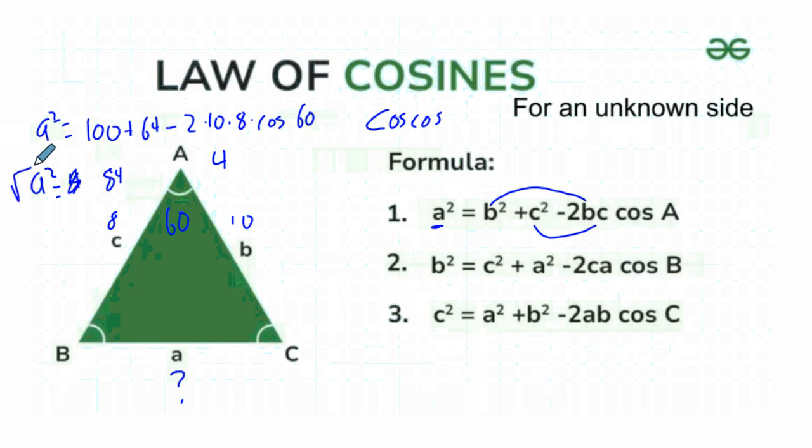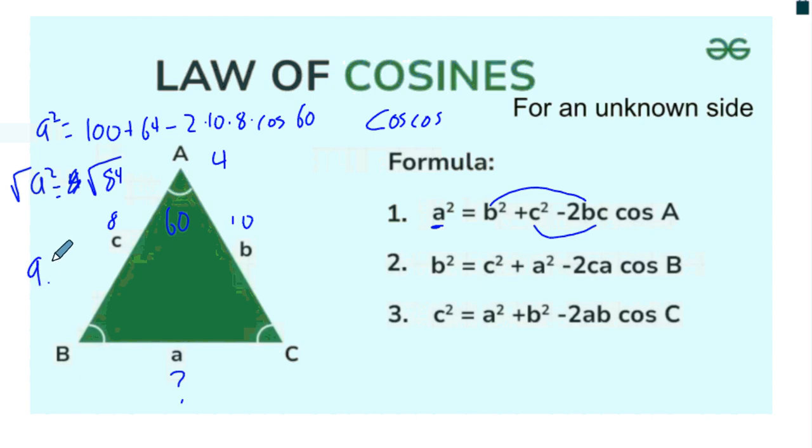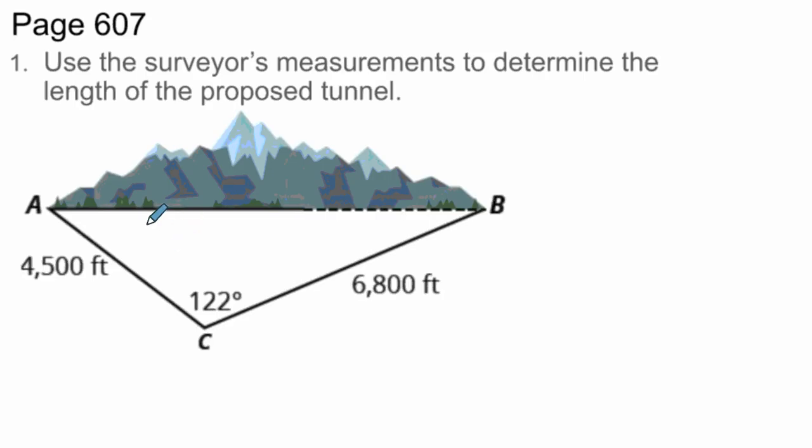So then when I square root that, the square root of 84 gives me 9.2, and then whatever units that would be. So that's how I use the law of cosines to solve for an unknown side. So why don't you guys pause the video and you try this one.